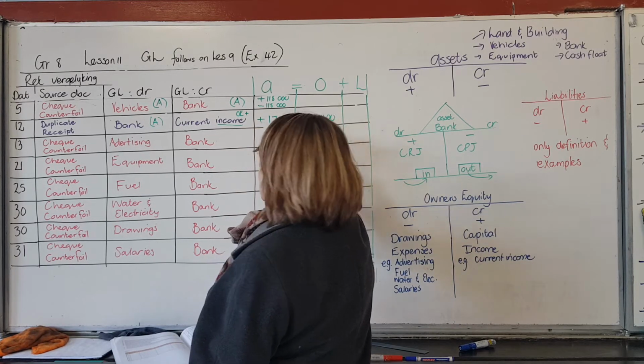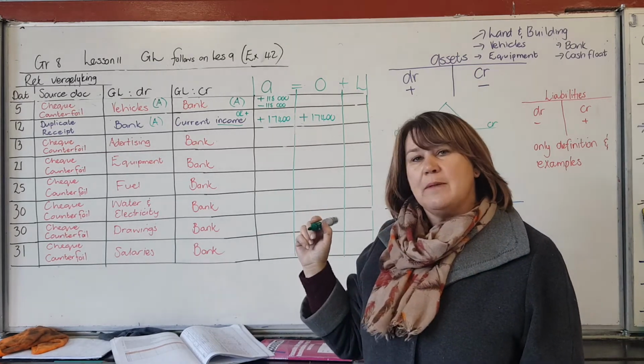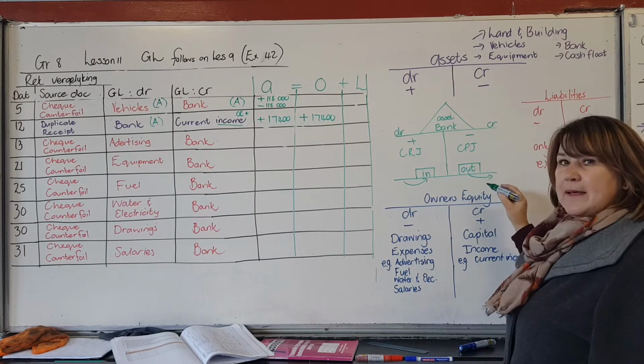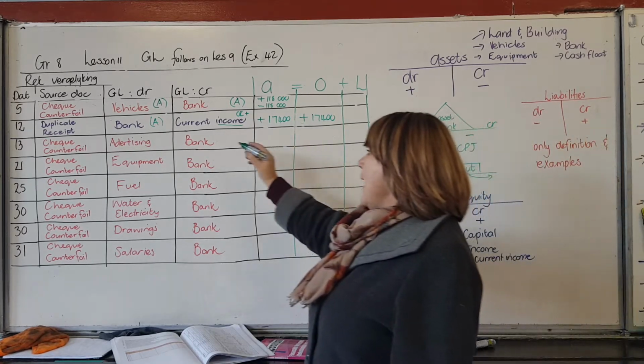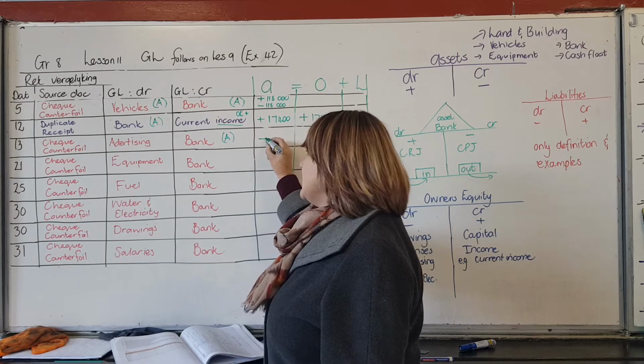Okay, if we look at the transaction on the 13th, check counterfoil, that means we've made a payment. So money went out of my bank account. So my bank is an asset account, so my bank's going to decrease.